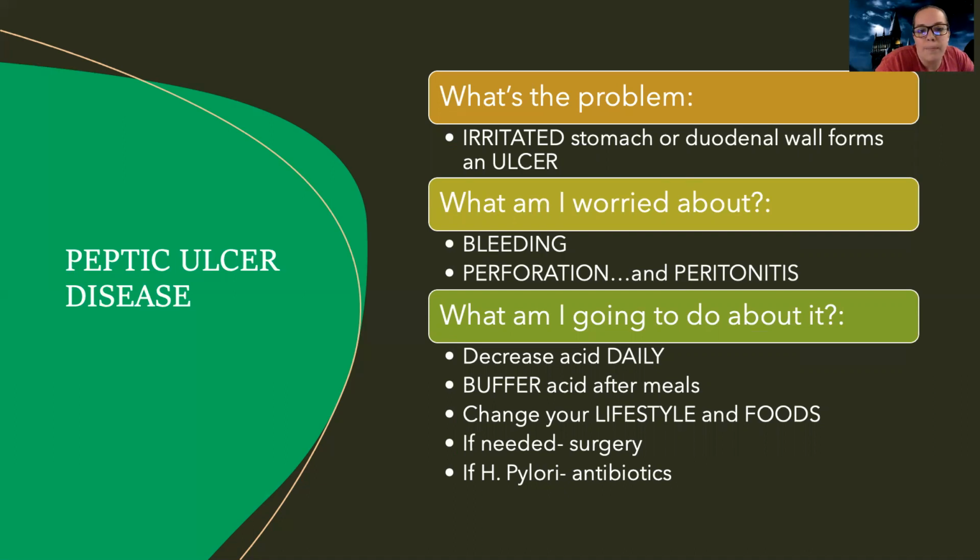So as a whole, we're going to be looking out for those changes in hemodynamics, any sign of bleeding, like bright red blood that they're vomiting, or any signs that they're having infection, that perforation and peritonitis. For this, I'm going to treat it a lot like we did the gastritis and the GERD, like we've talked about: decreasing acid daily, buffering acid after meals, changing their lifestyles and foods. Especially stress is a big factor in peptic ulcer disease.